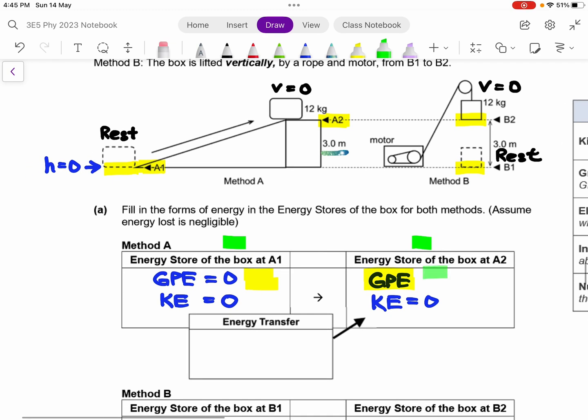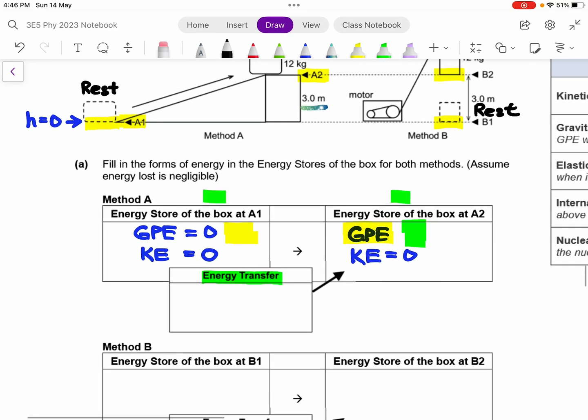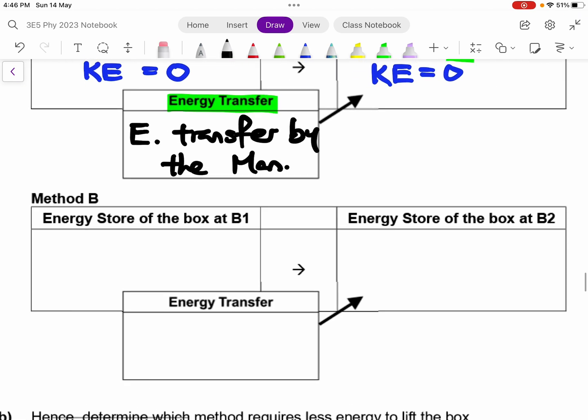So where does this energy come from? It must have come from the energy transfer from the man, right? Because the man is pushing the box up. So I know that this means that there will be energy transfer by the man, right? So I have filled this up. Then after that, let's look at method B. So maybe now will be a good time for you to press pause, and you can actually try it on your own. So can you pause and try?